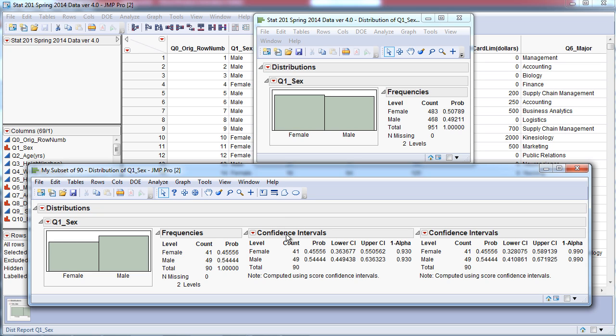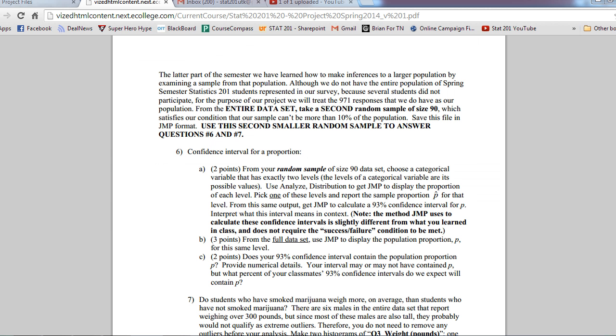So at a 93% confidence interval, what percent of your classmates' intervals should contain it? Or at a 99, what percentage of your classmates' confidence intervals should contain it? Think about how you would phrase that, and in the context of this question, what percentage of your classmates' 93% confidence intervals would you expect to contain the true proportion P? So think through this carefully and write this up and make it look nice. Good job.